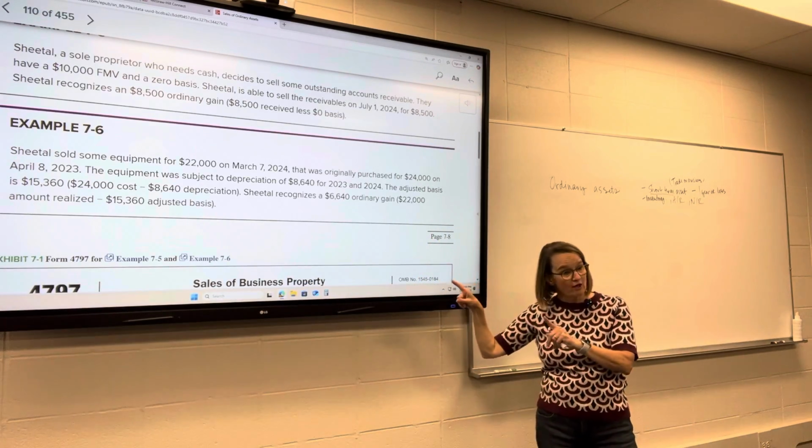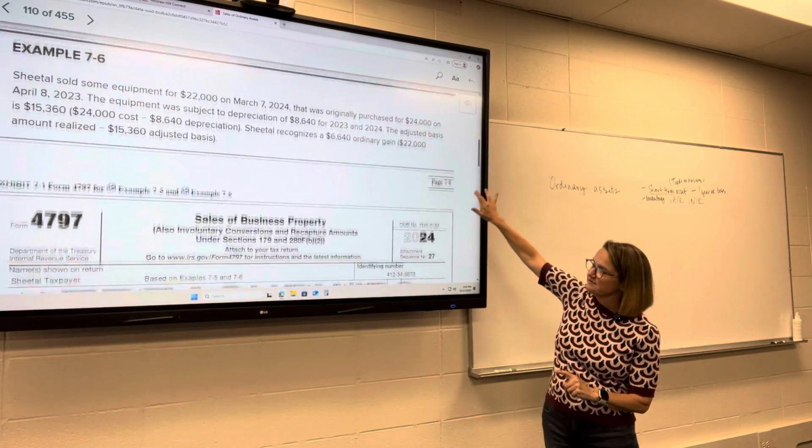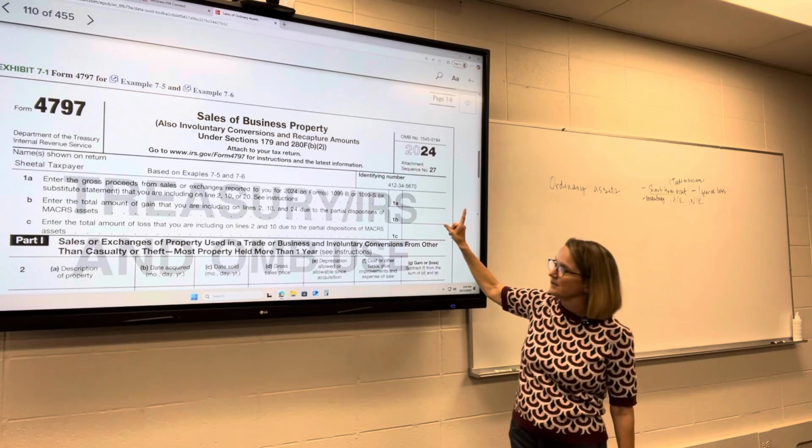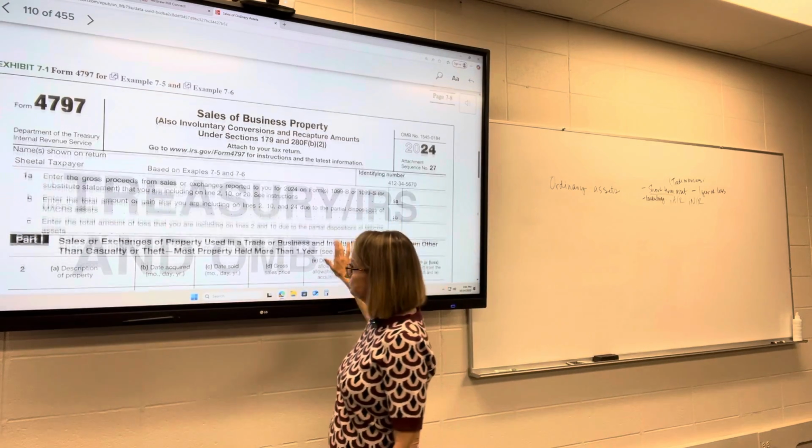This is what it looks like on the form. The 4797. So here's the 4797, sales of business property. Here.